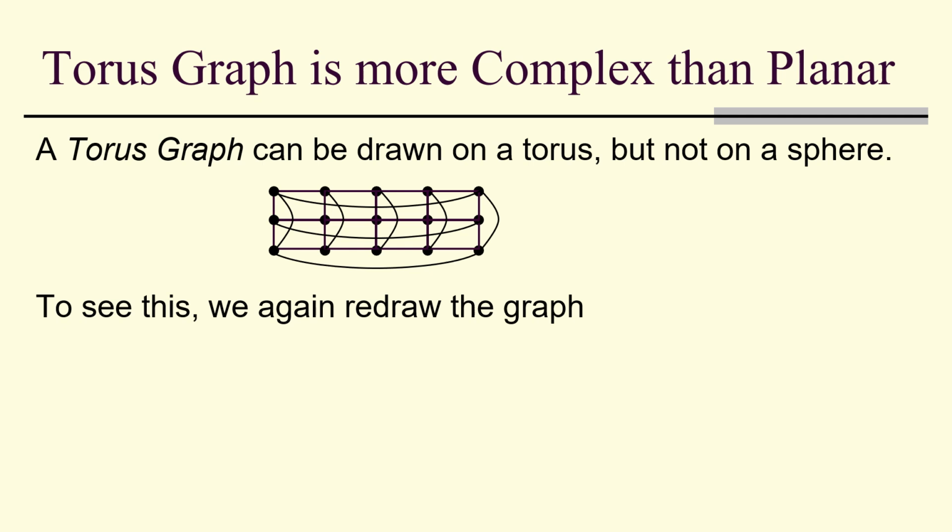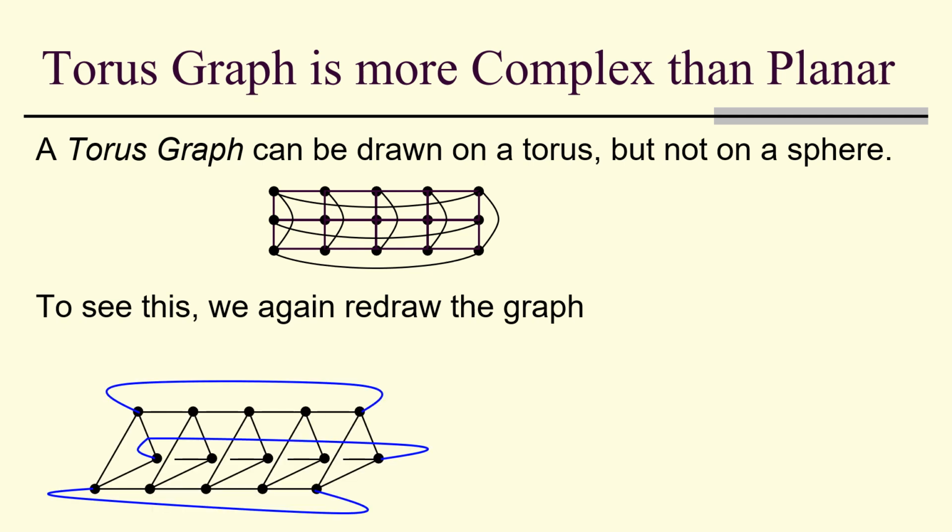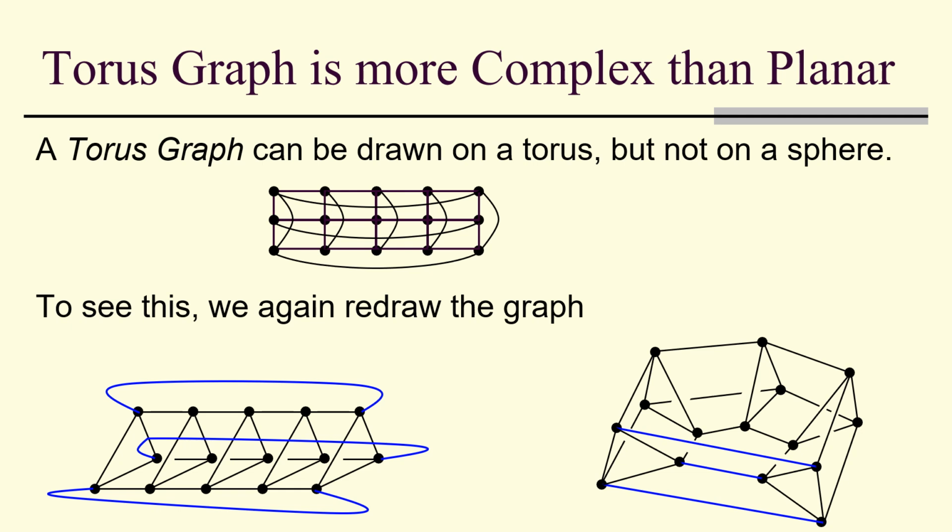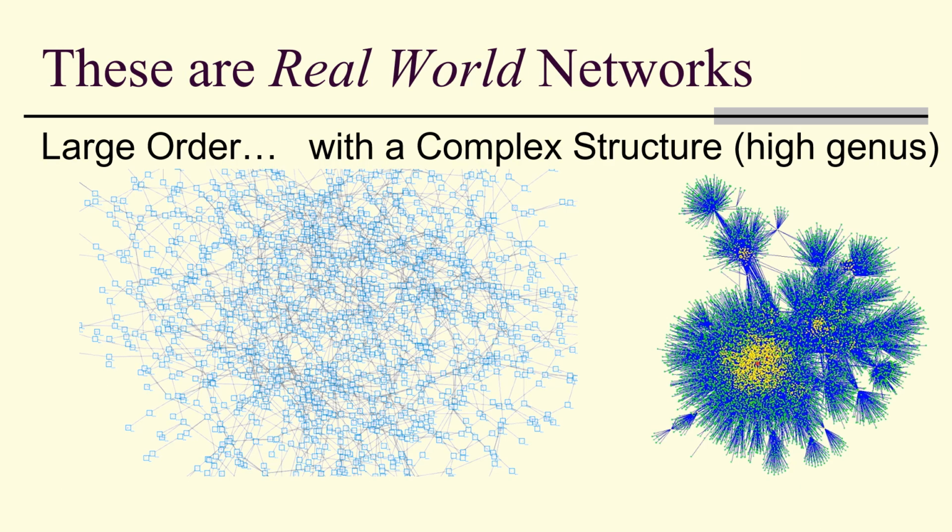A torus graph can be drawn on a torus, but not on a sphere. Now to see that this is actually a torus graph, let's redraw the graph. So here I've redrawn the graph, and now I can redraw it. But notice that this would be drawn on a torus without the edges crossing, but it's not planar. So it has a genus of 1. Now these are real-world networks, large order, with a very complex structure, a very high genus as a model of a topology.